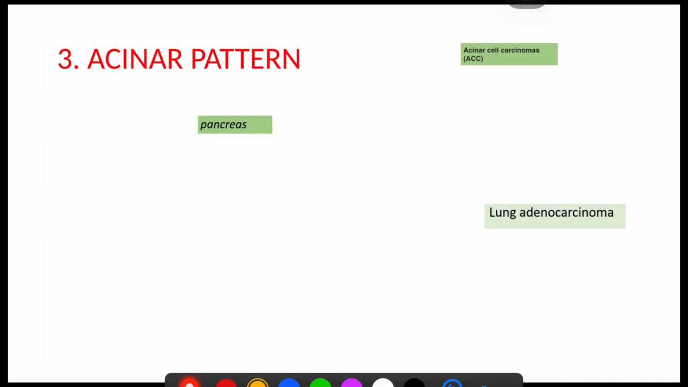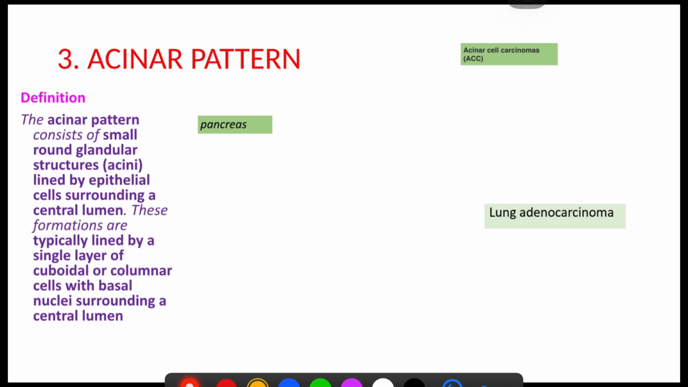Now the third pattern is the acinar pattern. By definition it consists of small round glandular structures resembling acini of the pancreas, which are lined by epithelial cells and surround a central lumen. So when you see a small lumen surrounded by cells, this is typically lined by a single layer of cuboidal or columnar cells with basal nuclei and a centrally placed lumen.